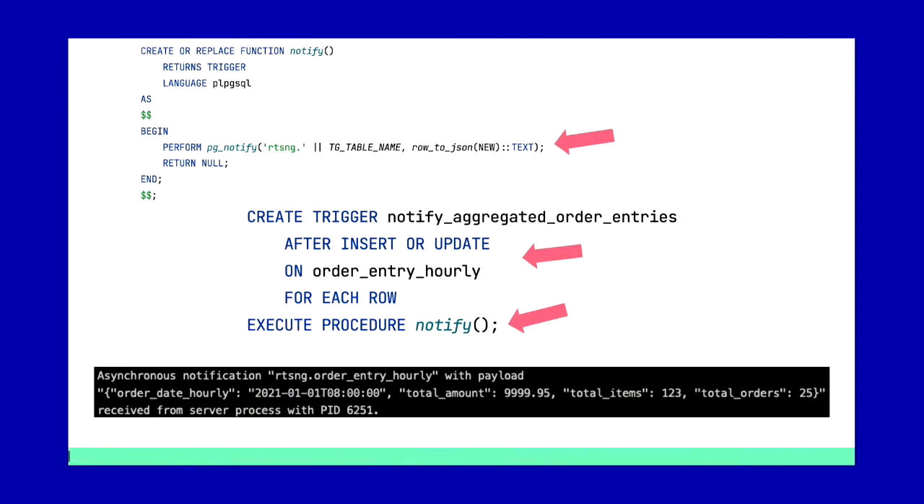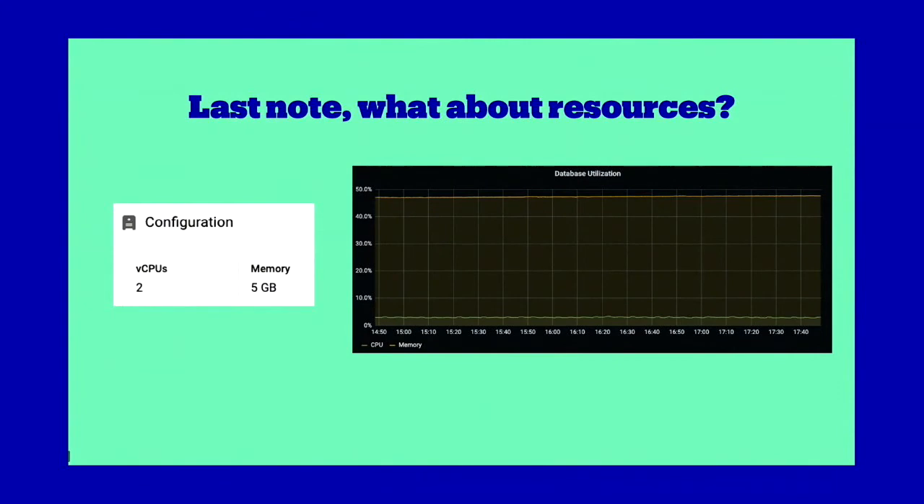But first, a little note about resources, because I think it's pretty cool with how little resources we're able to handle every single order, every single cancellation, every single category update. We're only using 2 CPUs and 5 gigabytes of memory. And on the right here, you see that most of the time we don't even use half of it. And you can also see how flat it is.